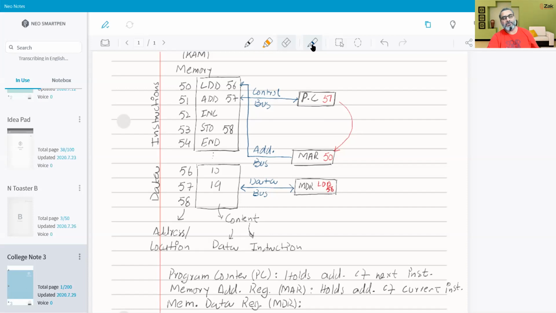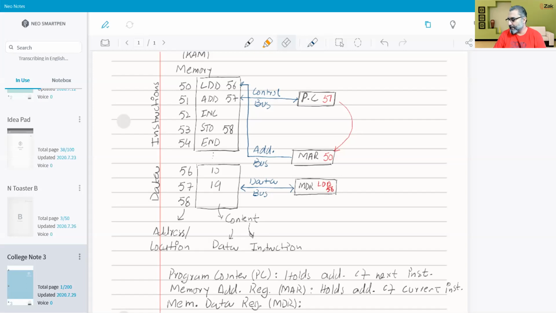Now there is a general confusion. People do write like from MAR it goes to MDR. Nothing from MAR goes to MDR. MAR points to that memory location, and from that memory location you might have either the data or the instruction, whatever it is, that will arrive in MDR. You need to mind it. Nothing goes from MAR to MDR directly.